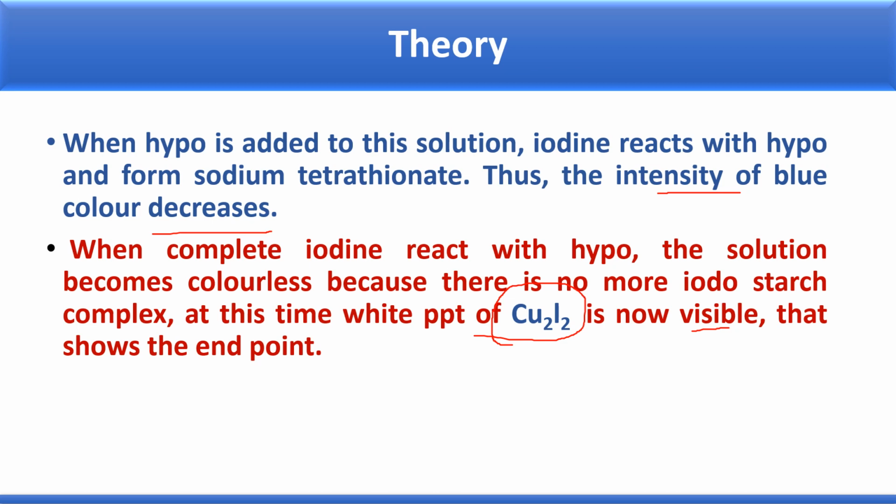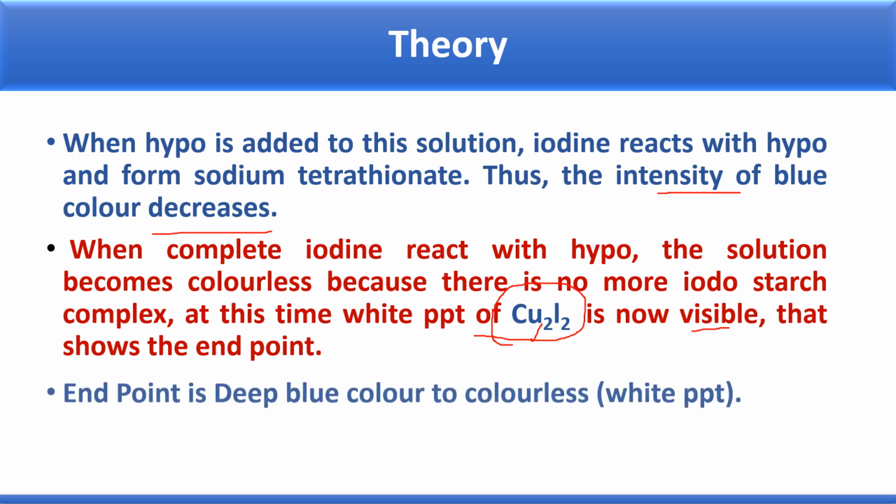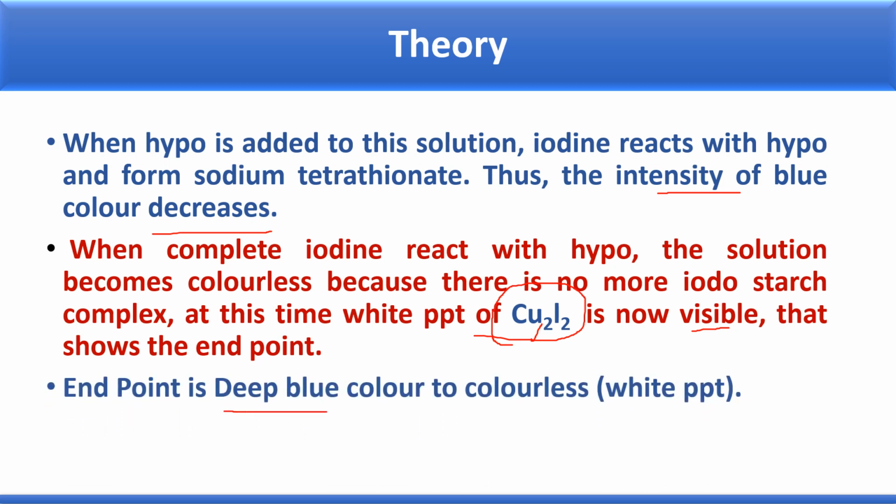We know that cuprous iodide is formed initially in the solution, but initially there was also iodine present in the solution, and due to the higher color intensity of iodine, the solution is brown in color. But at the end point, when all the iodine is consumed by the hypo, we can easily see the white precipitate of cuprous iodide. This shows the end point. So the end point is the disappearance of the blue color and appearance of the white precipitate in the conical flask.